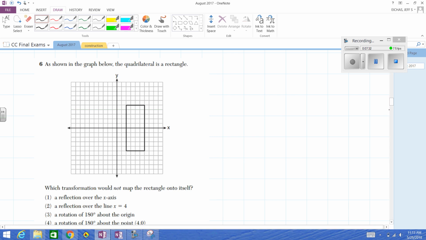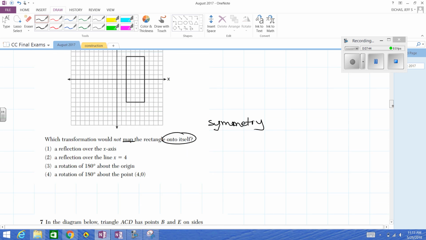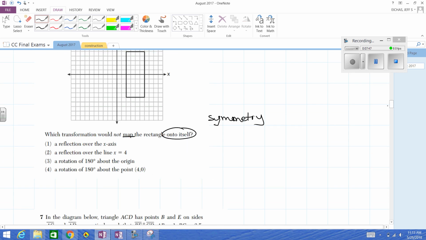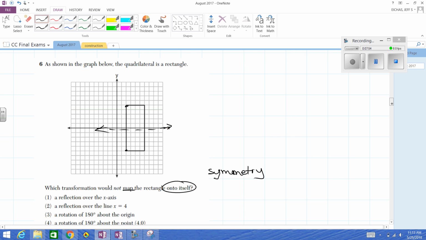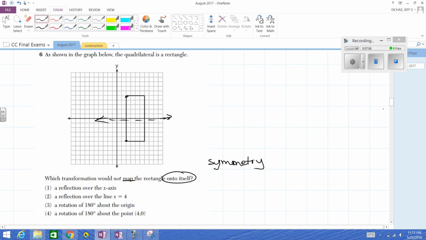Okay, map onto itself. We need to know is symmetry. All right, which transformation would not map onto itself? So you should just test them all here. If we reflect over the x-axis, that would map it onto itself. Now, some of the confusion with this, mapping onto itself. We're not talking about congruence here. Everything here is congruence. What we're talking about is not creating a new outline for the figure.